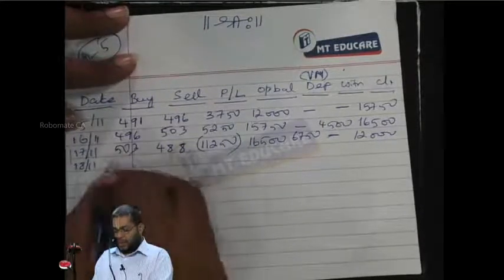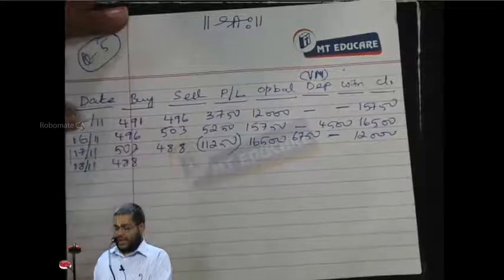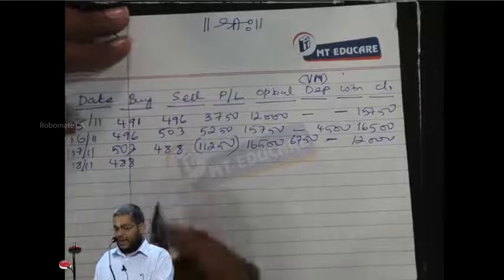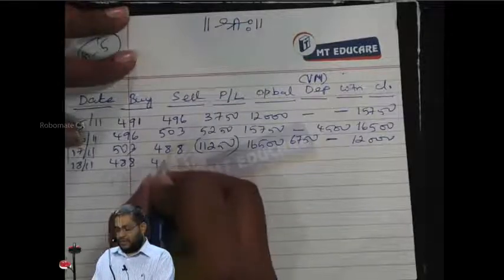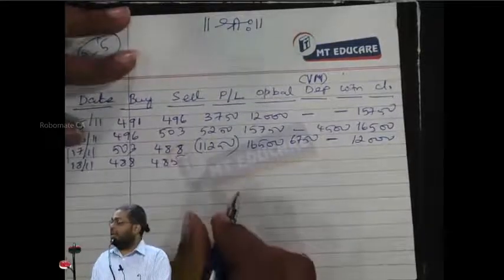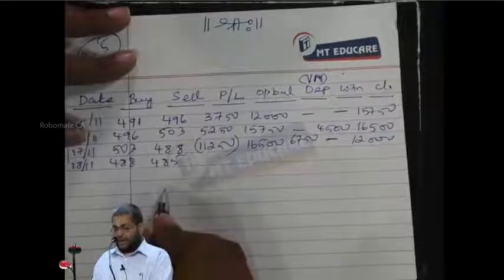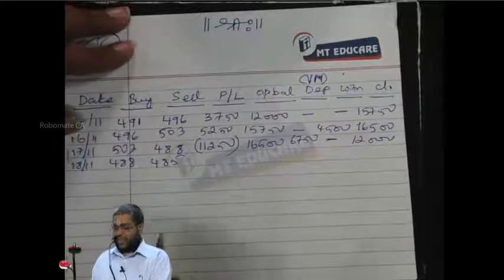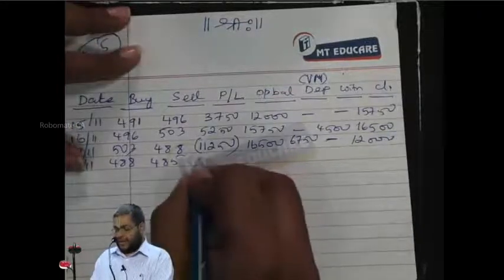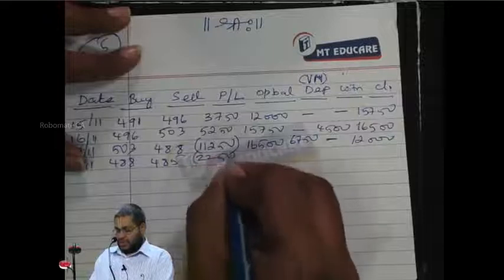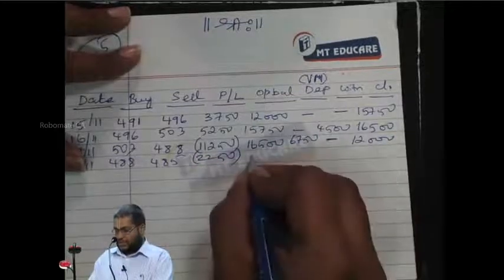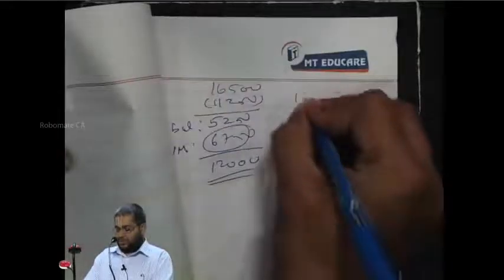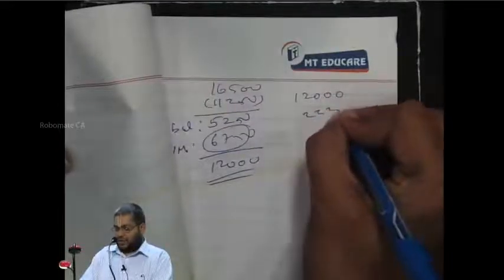18/11. What was the opening balance? 488. The contract gets opened at 488. Tell me what is the settlement price? 485. Above? No. Tell me profit or loss? Loss. 485. What is the loss here? 3 rupees. In how many shares here? 750. How much is the loss? 2,250. Now what is the balance? 12,000 minus 2,250. What is the number?